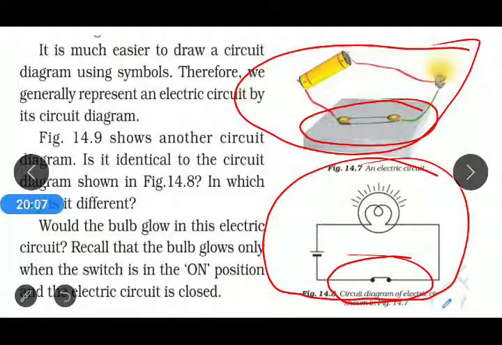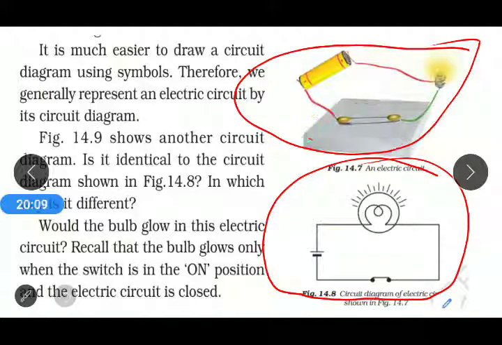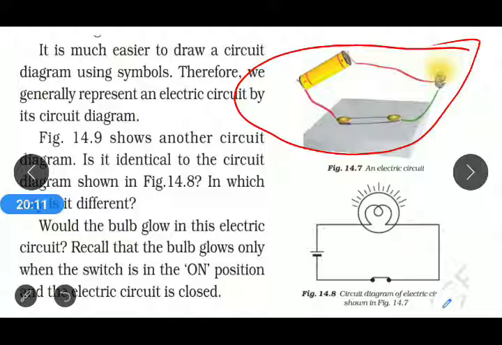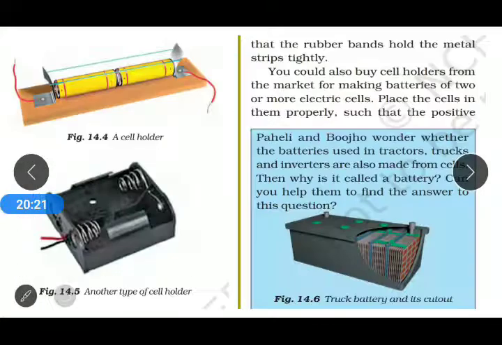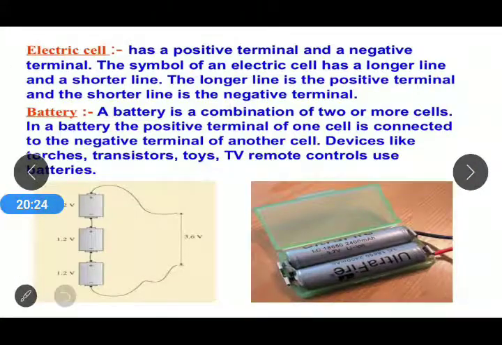What is a circuit diagram? A circuit diagram is nothing but the pictorial representation of the electrical components. So how are we able to form this electrical circuit? An electrical circuit can be formed like this. We are taking an electrical cell, and the electrical cell is represented by this.